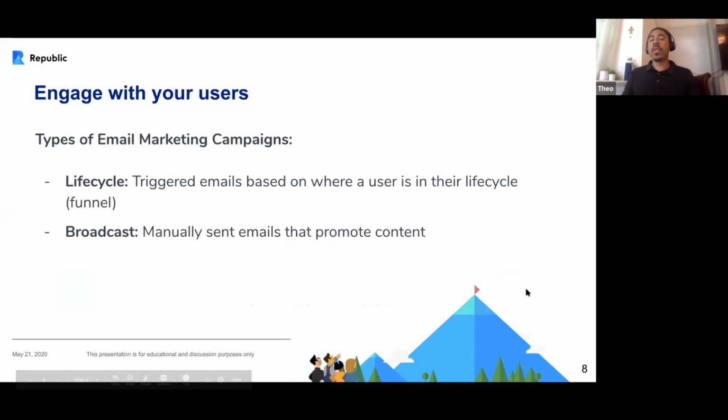All right, so there are 2 types of email marketing campaigns. So we have the lifecycle emails, which are going to be triggered emails based on where a user is in their lifecycle or where they are in the funnel. And then you have broadcast emails. So these are manually sent. These will be like your newsletter, or you may have a new product that is launched.